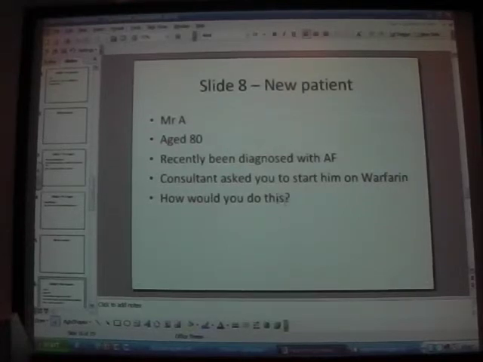So what are you going to, and this is where we talk about loading warfarin, so what are you going to load him with? 5 milligrams. And then what are you going to do? Check his INR. So the next day his INR is 2.3. What are you going to give him?